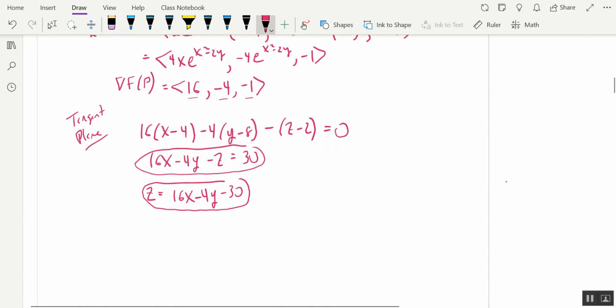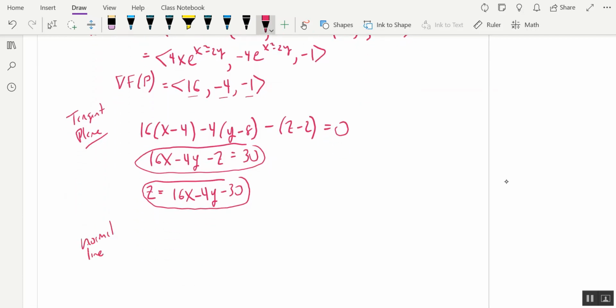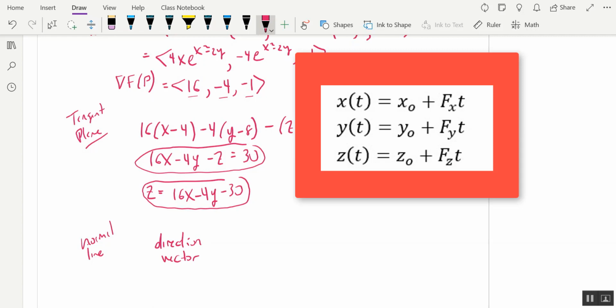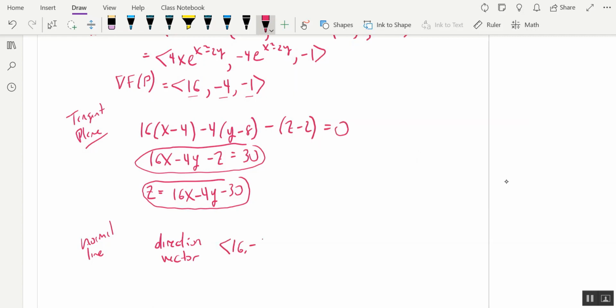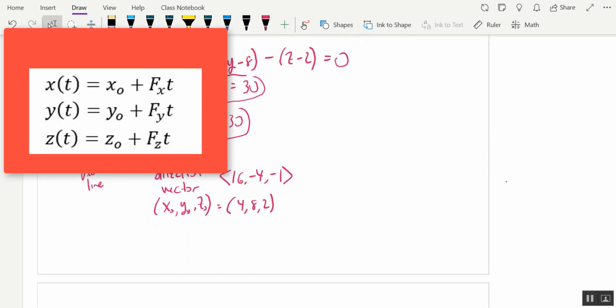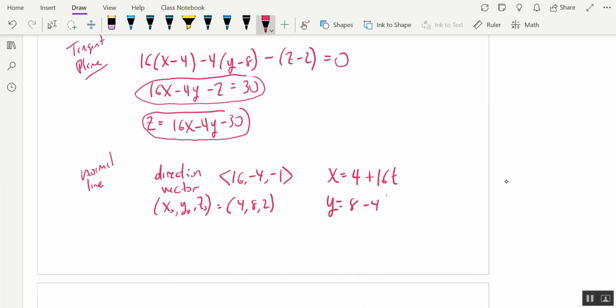Okay, now we've done all the work, so the normal line's easy. Our direction vector is del F. So our direction vector is 16, negative 4, negative 1. And our x naught, y naught, z naught is the point we're given, which is 4, 8, 2. So we use the parametric equations for lines. That's x equals x naught, which is 4, plus, in this case, 16t. Y is going to be 8 minus 4t. And z will be 2 minus t.